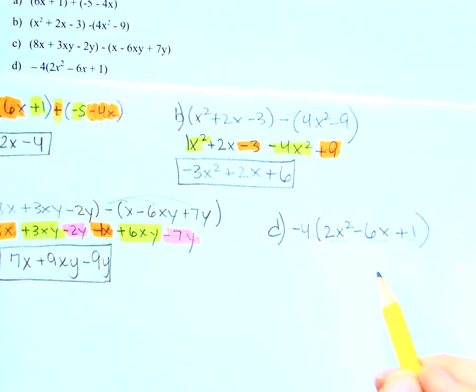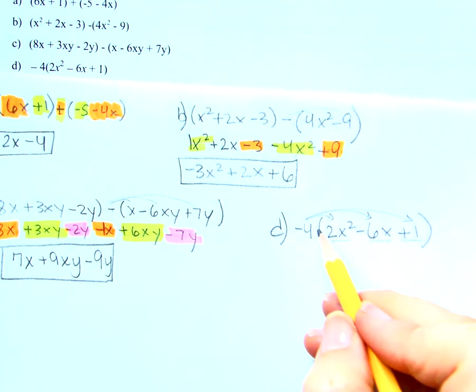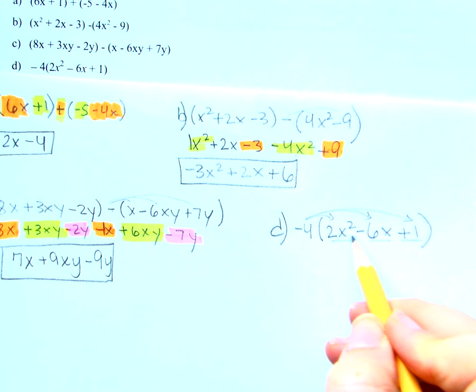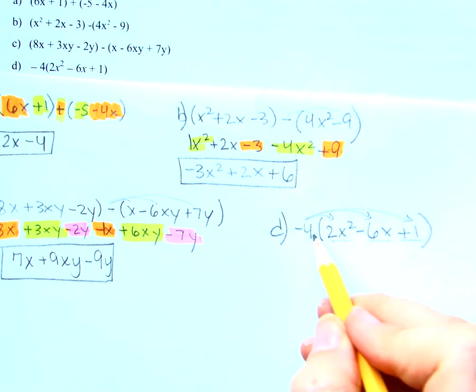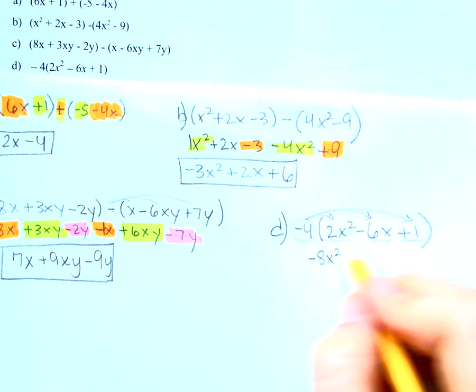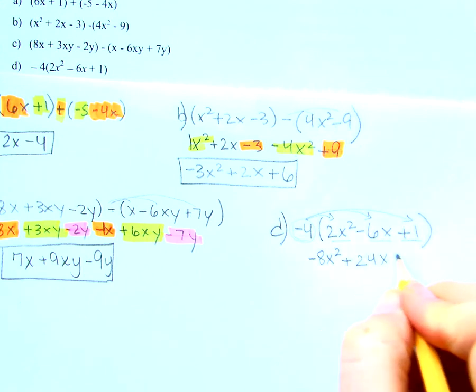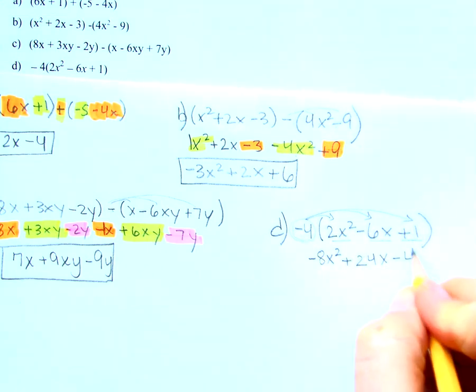So if I have more than one term in the parentheses, then the negative 4, or whatever's outside, gets multiplied times all the terms. So we have negative 4 times 2x squared. Because there's no variable here, the only thing that's going to change are my coefficients. All of my coefficients are going to get multiplied times negative 4. So negative 4 times 2, that's negative 8x squared. Negative 4 times negative 6, that's positive 24x. Negative 4 times 1, that's negative 4.